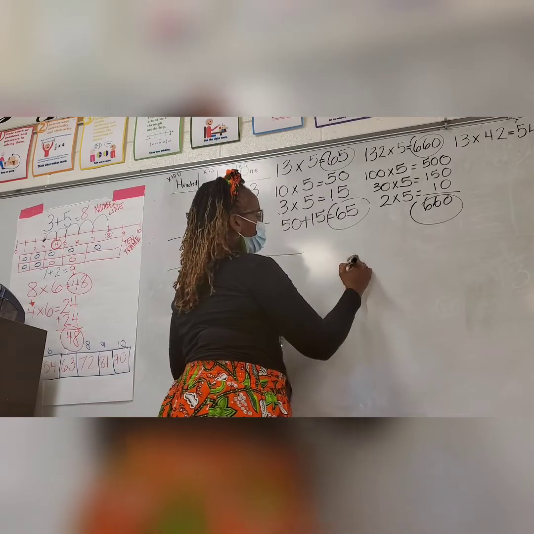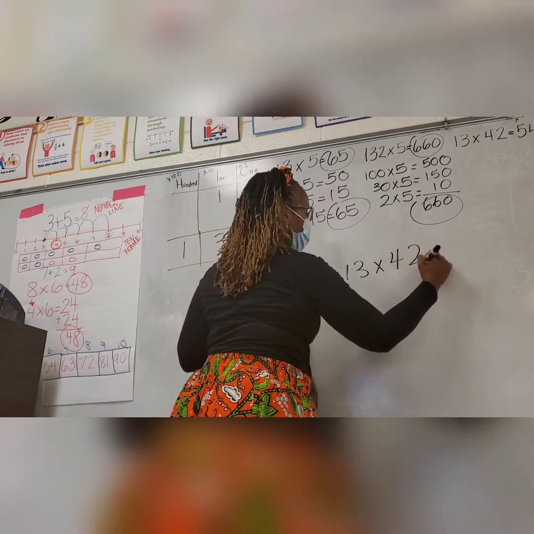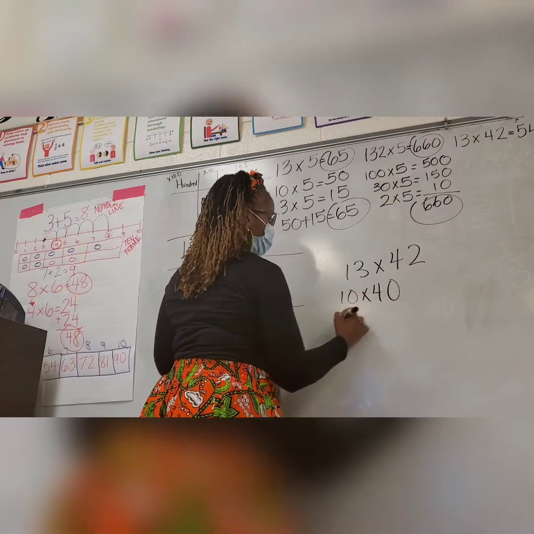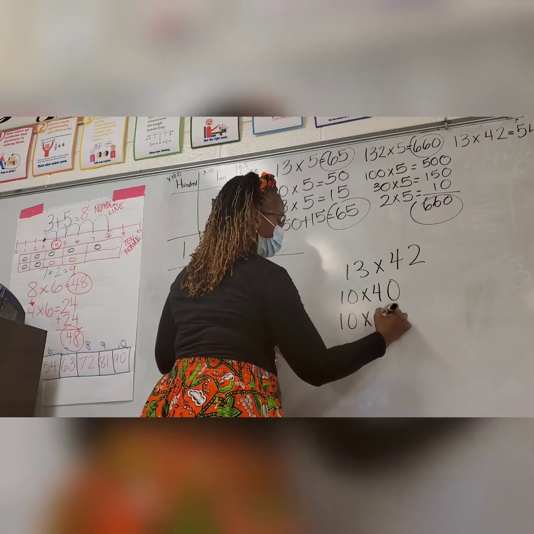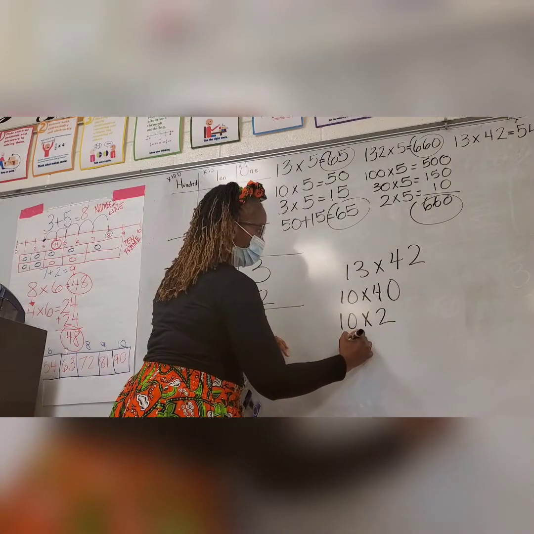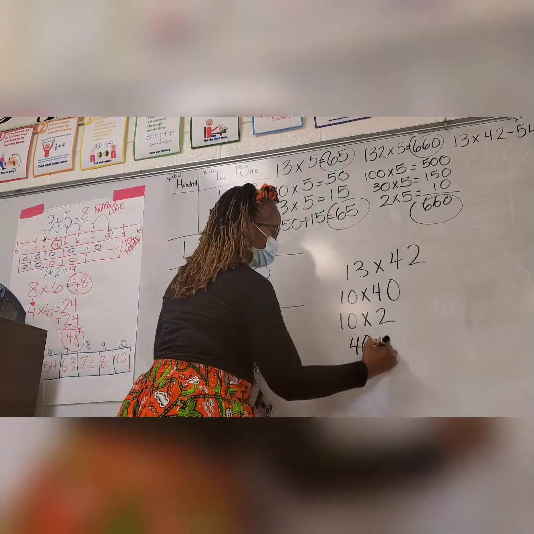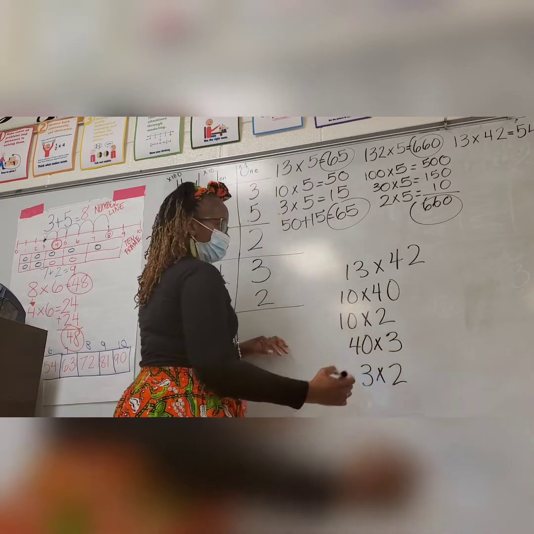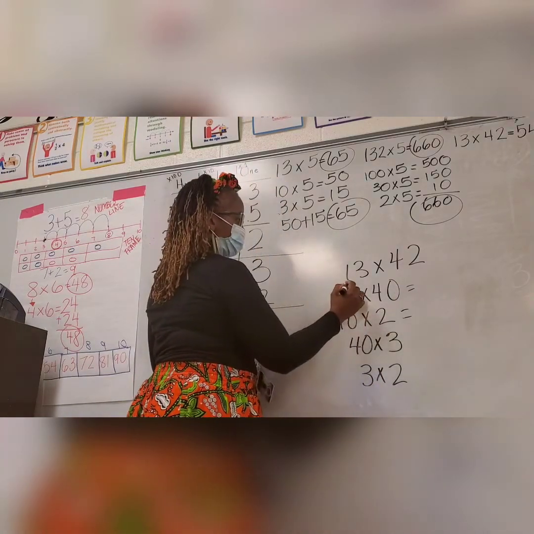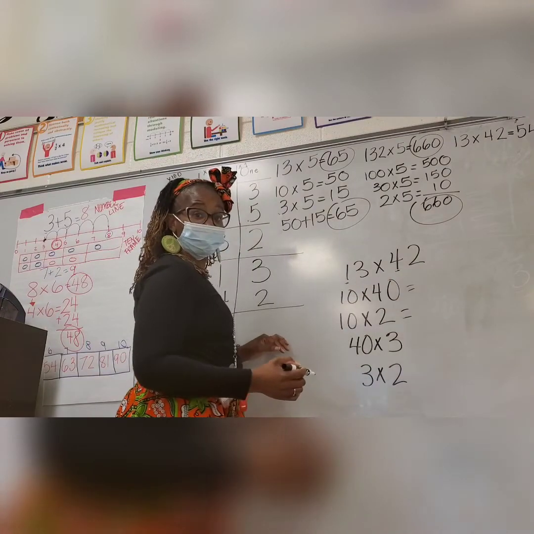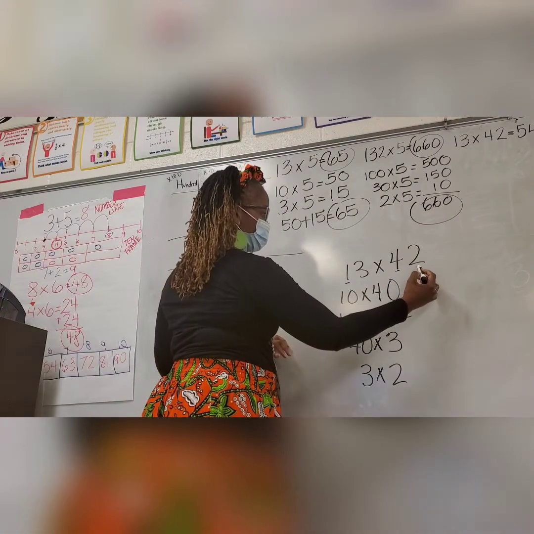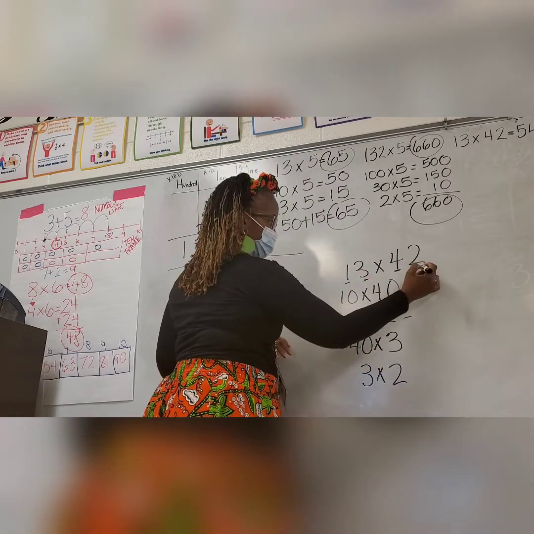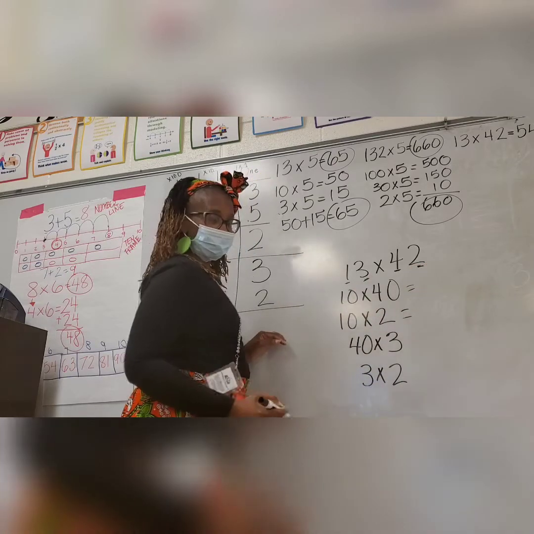Okay, so now they have to do 13 times 42. The partial product would look like 10 times 40 and 10 times 2, and then 40 times 3 and 3 times 2. Because I have a 10 right here, I'm multiplying it by the 40. I have a 10 and I'm multiplying it by the 2. I have a 40 and I'm multiplying it by 3. And I have a 2 and I'm multiplying it by the 3. Okay? So it's a partial product.